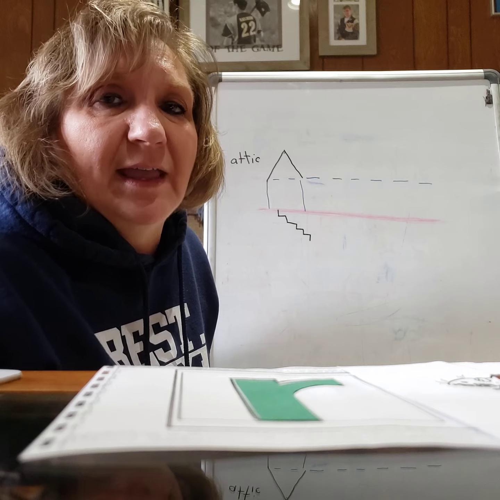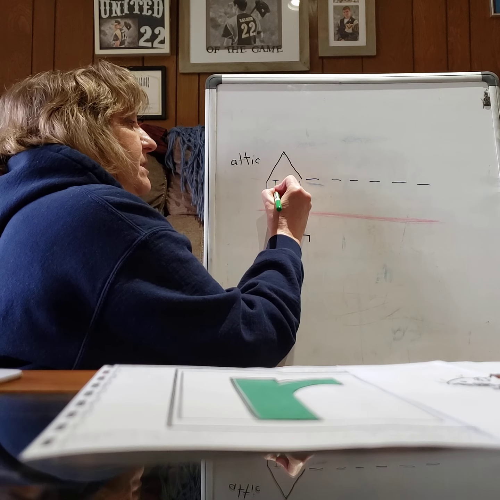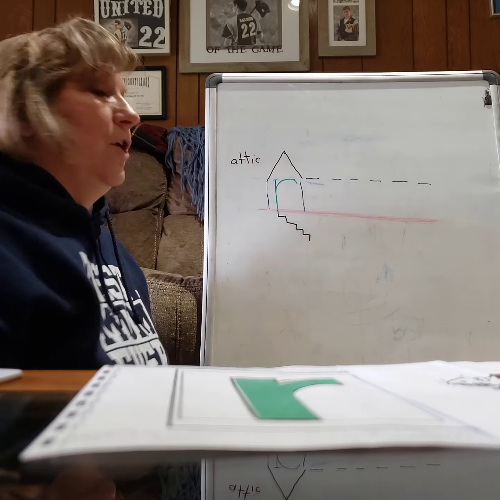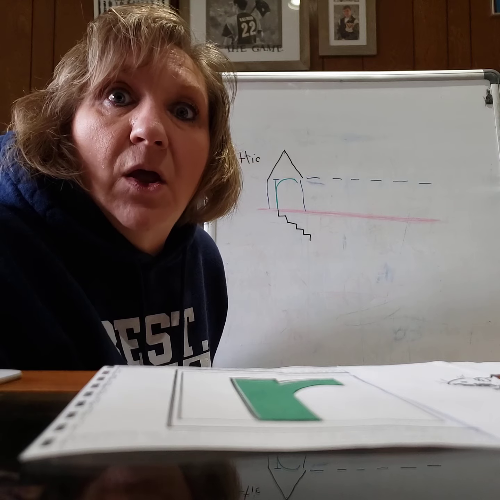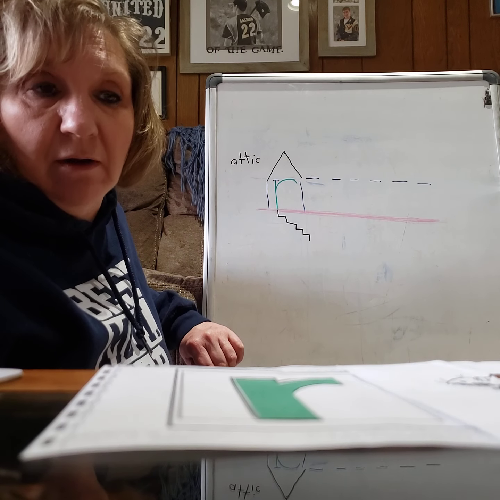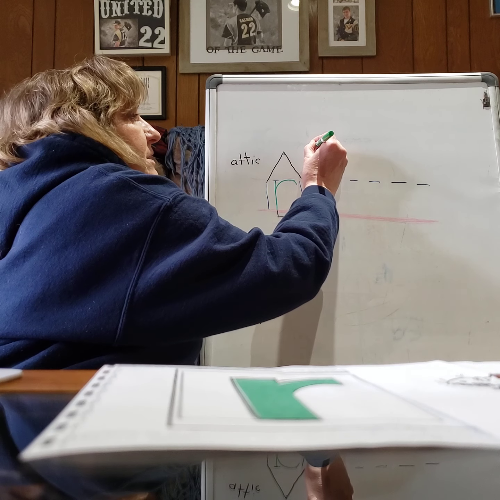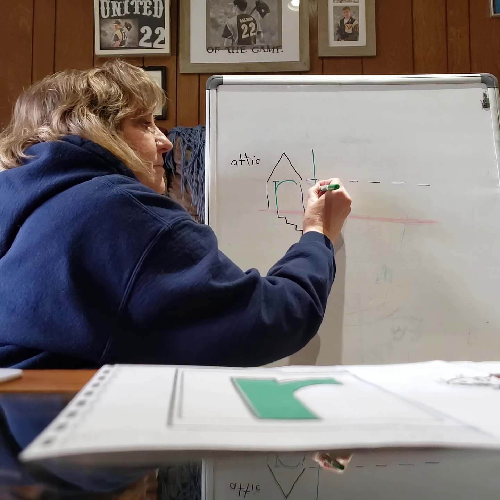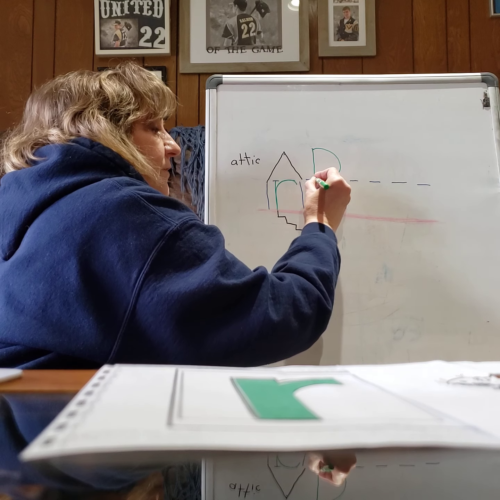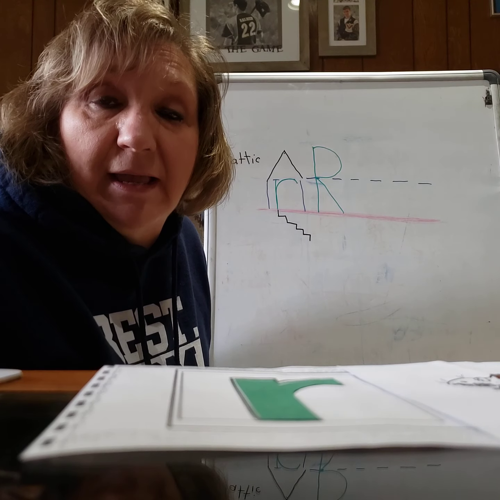Where does R fit in our little house? Well, it starts on the ceiling, and we do a small line down and a small line up and a small curve. And R says R. And remember, this R is lowercase r. But we do need to know about capital R. Capital R starts at the top of the attic. And it's a big line down and a small curve and then a small line down. And capital R also says R.